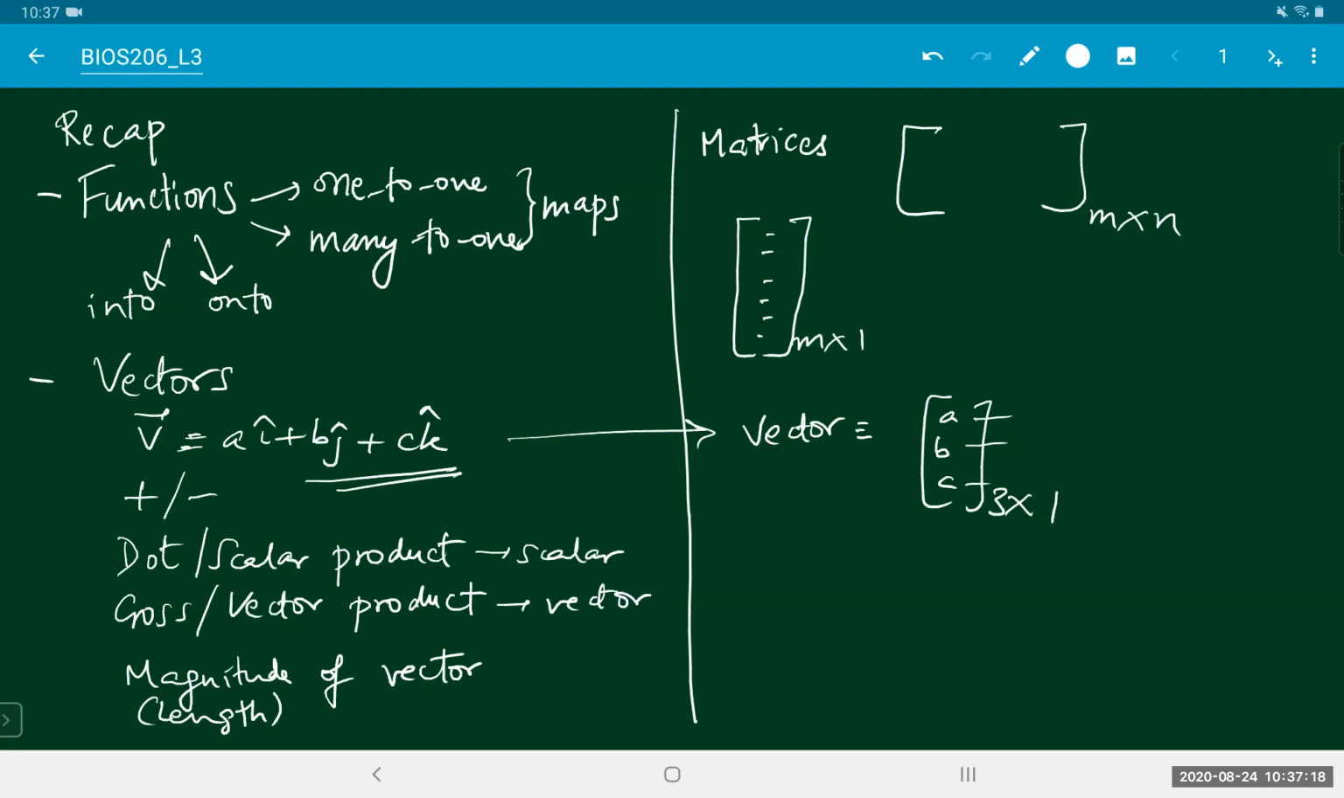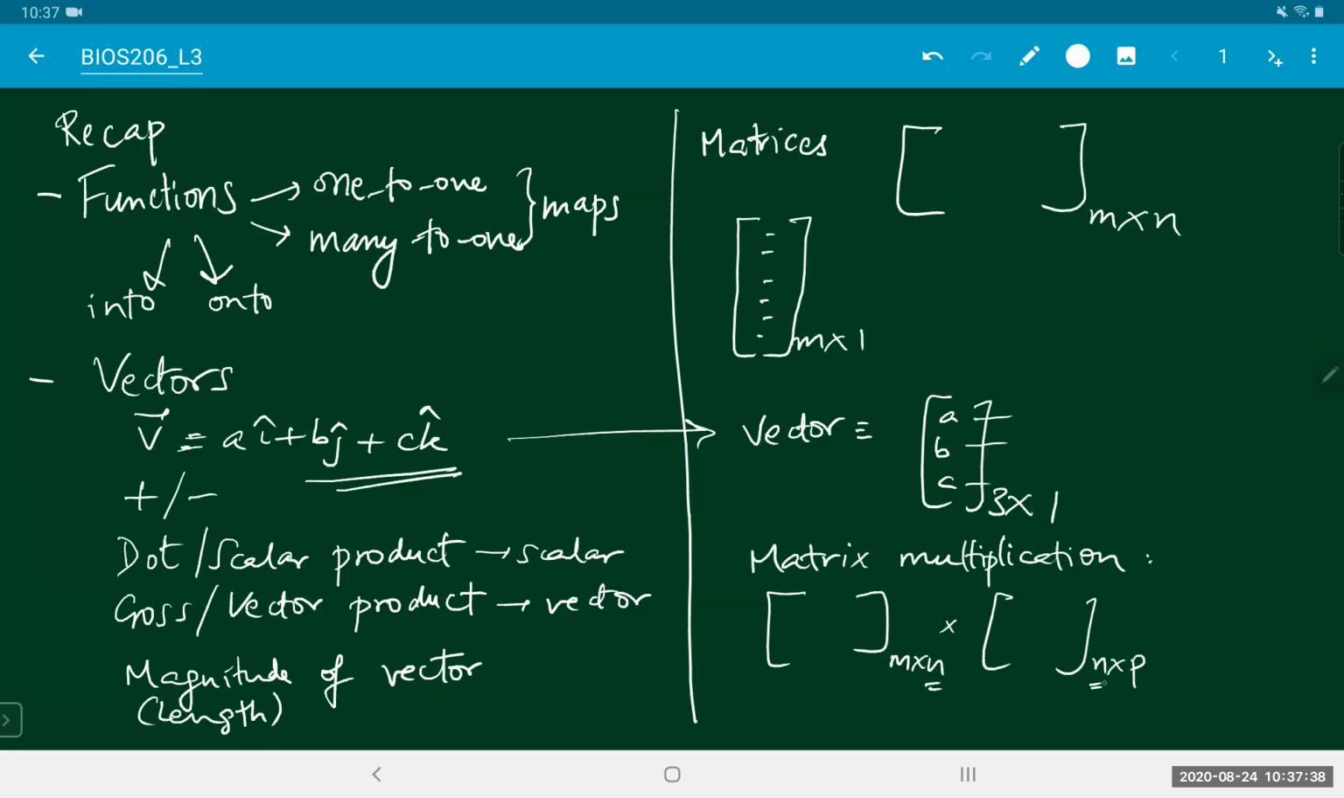Then we saw matrix multiplication, where you multiply one m cross n matrix with an n cross p matrix, where these two n's have to be the same, and you end up with an m cross p matrix. So this is what we discussed last time. I'll ask you one more time. If you have any questions, we can discuss. Otherwise, I'll go ahead. So anyone?